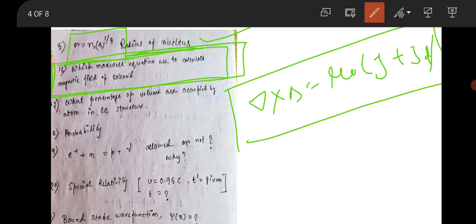Then there is a question: what percentage of volume can be occupied by the simple cubic structure, that is atomic packing fraction, and it will be 52%.